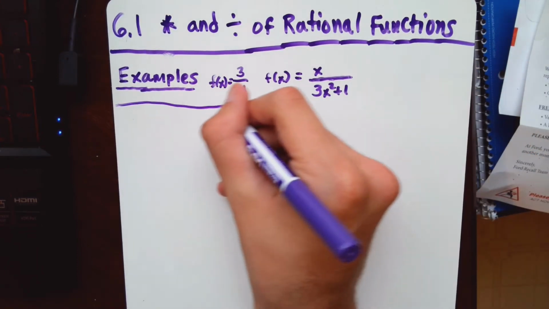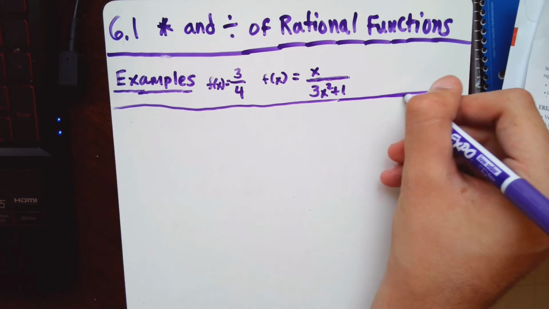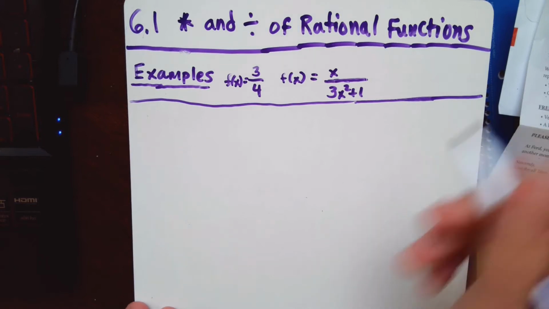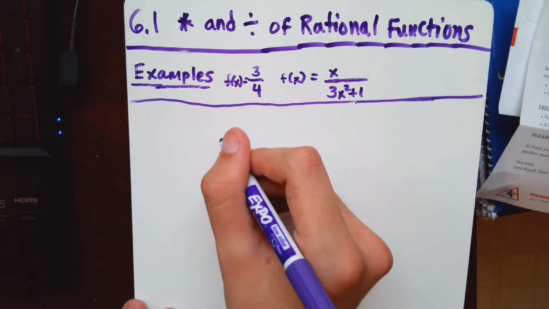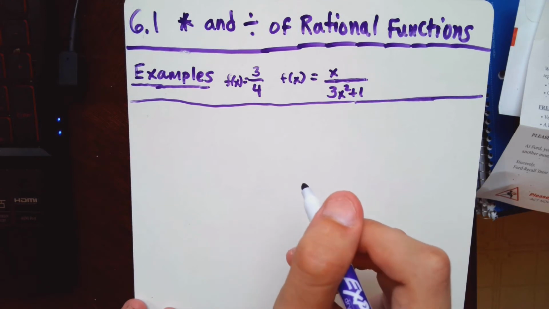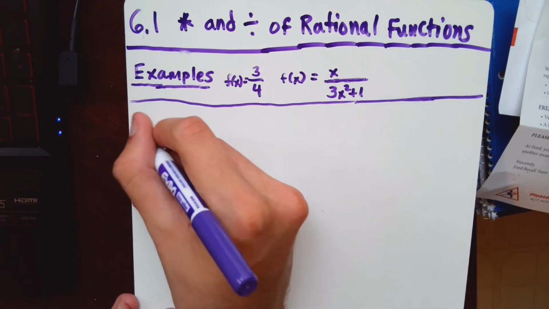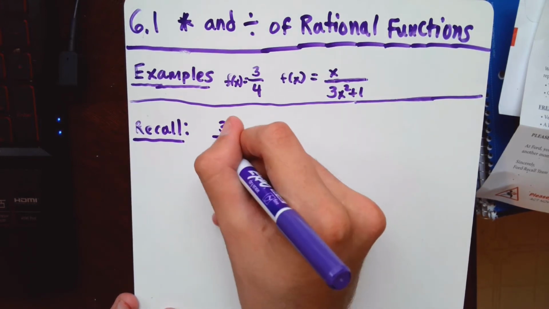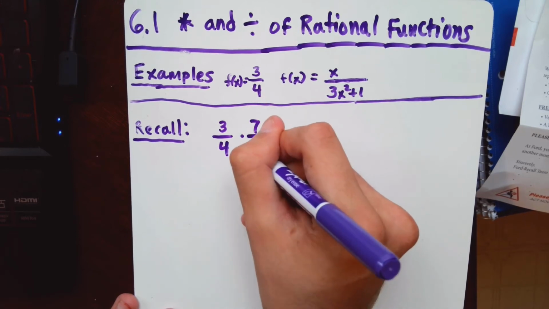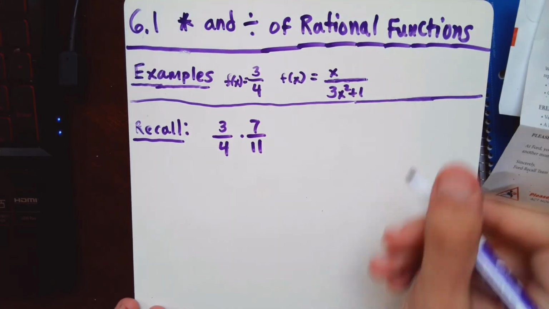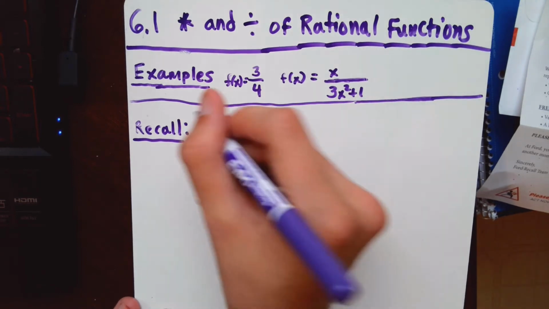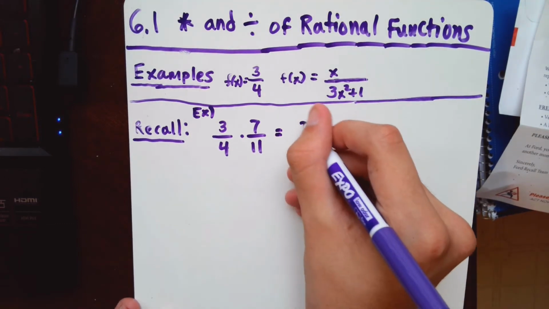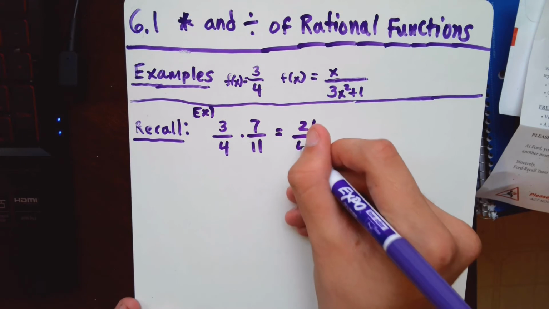So now we should talk about how we multiply and divide rational functions. What's really nice is that multiplying and dividing rational functions works almost identically to how we multiply fractions. Just recall, to multiply two fractions, say we had 3 over 4 times 7 over 11, we just multiply across the top to get 21. We multiply across the bottom to get 44.